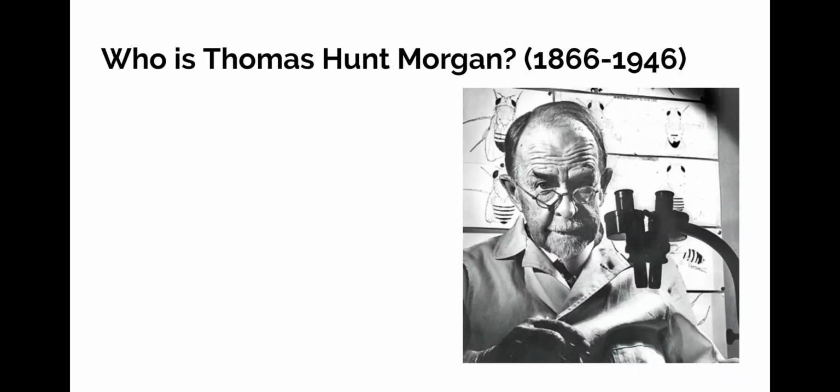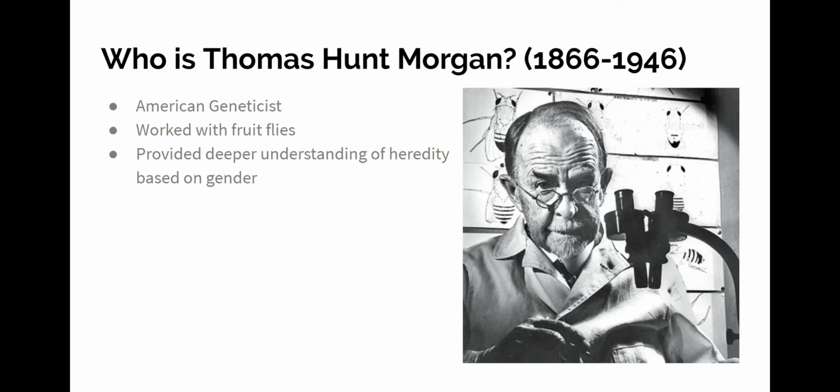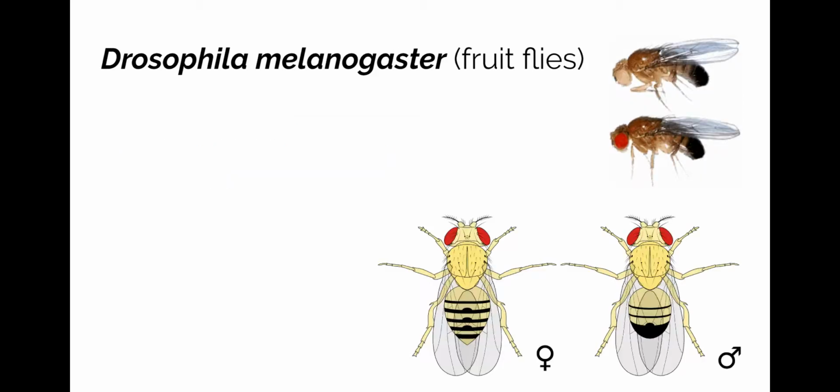What was happening when this idea of chromosomal theory was developing? There was this man named Thomas Hunt Morgan, and he was an American geneticist. He worked with my least favorite insect in the whole world, a fruit fly. And why did he work with it? Because he was trying to understand linkage of genes based on gender. So, Drosophila melanogaster, or the fruit fly.